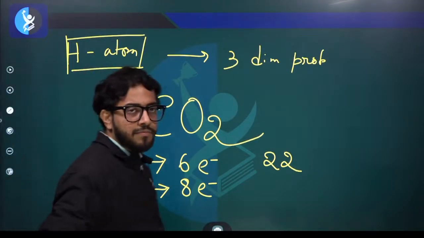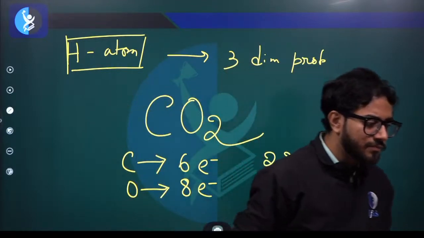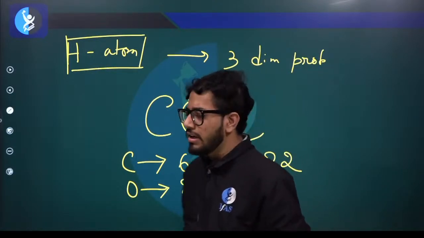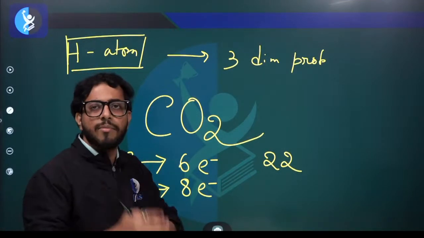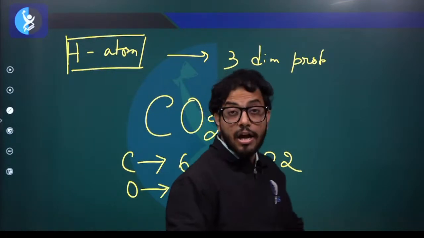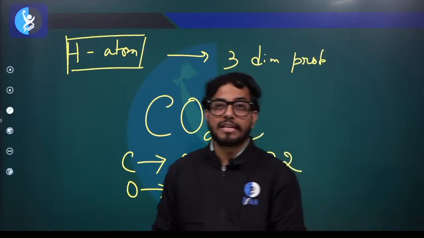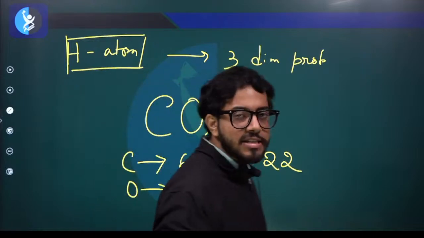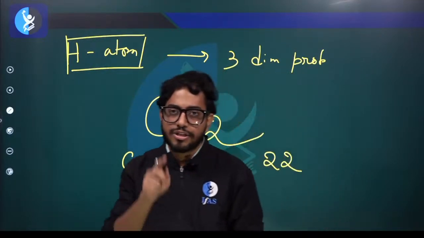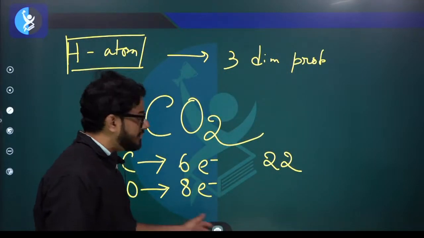So, just a simple molecule, very simple molecule, the carbon dioxide, if you count the number of electrons, then you get 22 electrons in this carbon dioxide. So could you now please tell me what is the dimension of the Schrodinger equation that you need to solve this?